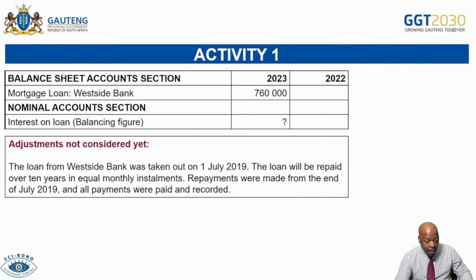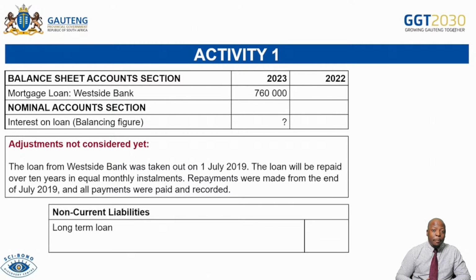The loan will be repaid over 10 years in equal monthly installments. Repayments were made from the end of July and all payments were recorded. So we need to know, when did we get the loan? And this adjustment is a balance sheet adjustment, statement of financial position, because here there is no interest, it is simply the loan. Let's do it together. The key is to get when the loan was received.